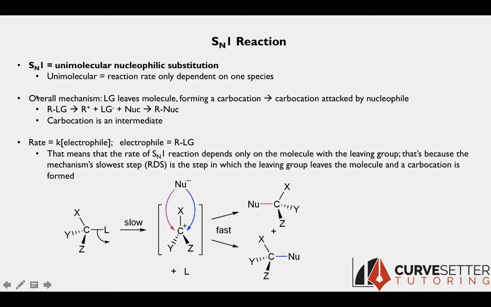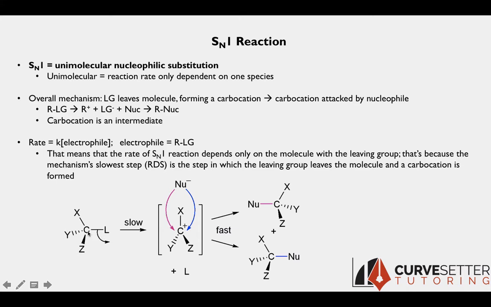So SN1, that stands for unimolecular nucleophilic substitution reaction. So 1 is for unimolecular and nucleophilic, S for substitution. Unimolecular, if you remember back from our discussion of kinetics, unimolecular refers to a reaction rate that's only dependent on one species. So the overall mechanism of an SN1 reaction, you have a carbon bound to a leaving group.